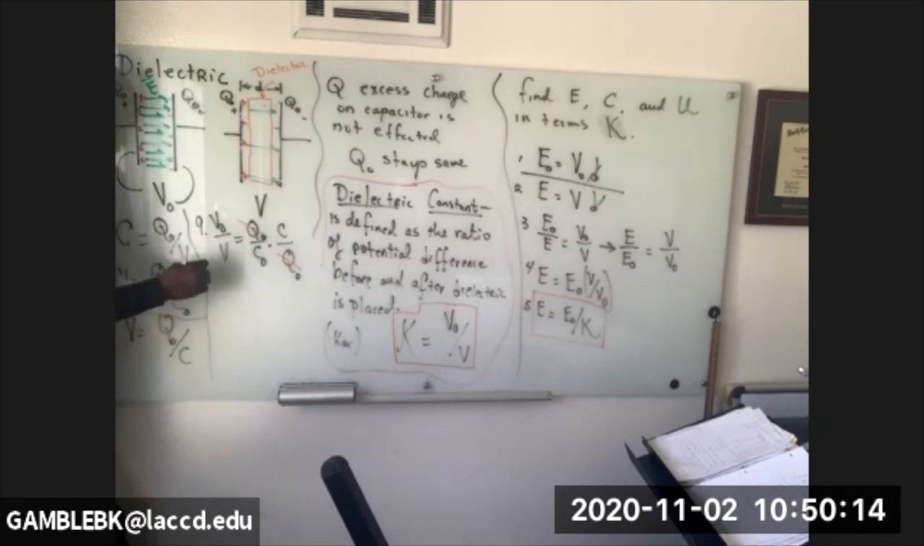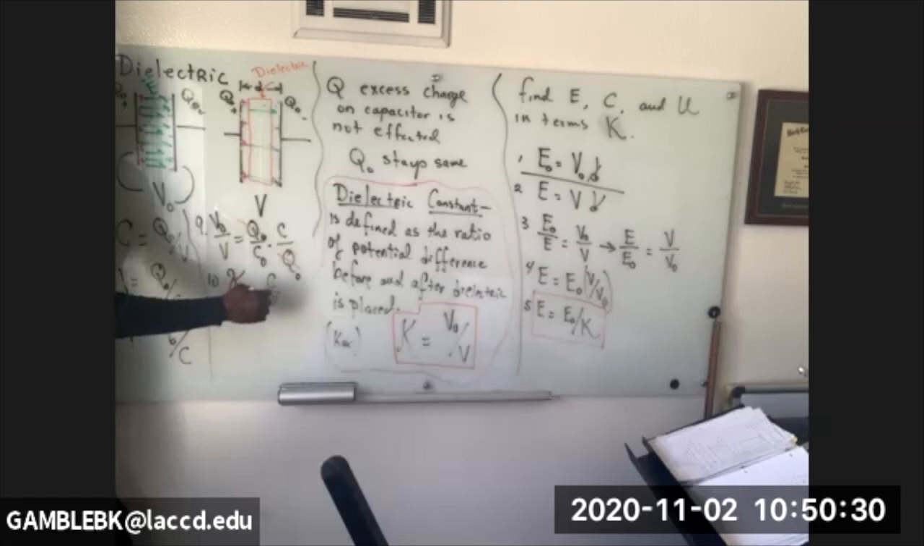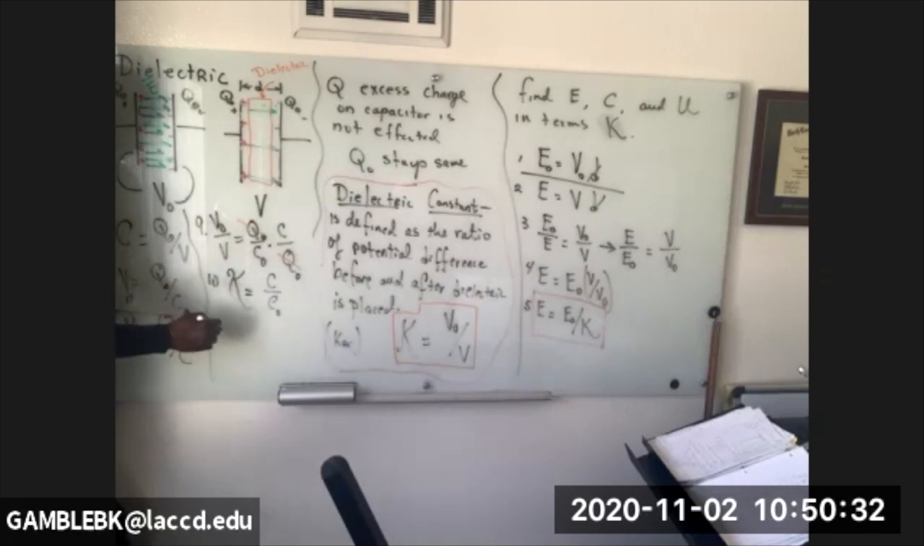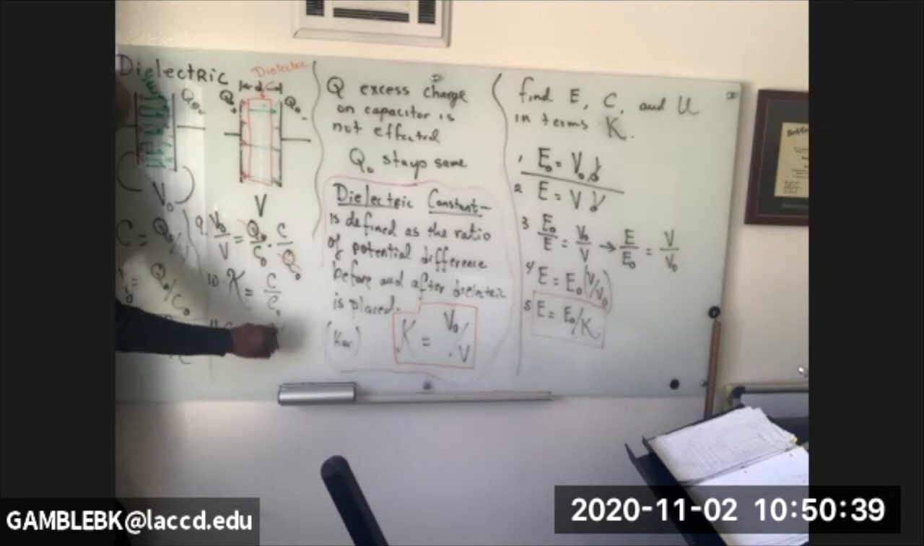So we have basically V naught over V is chi, right? That's how we defined it. It's usually chi is like some script. It's not just K, it's like a script kind of thing. I'm trying to draw it like that. And C over C naught. So C, the new capacitance, is equal to C naught times chi.